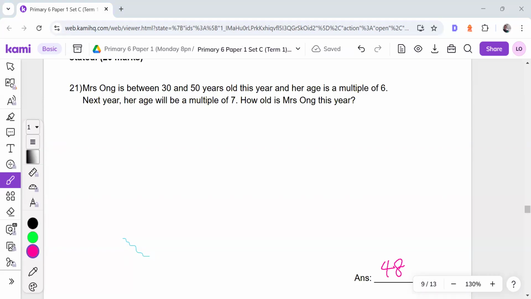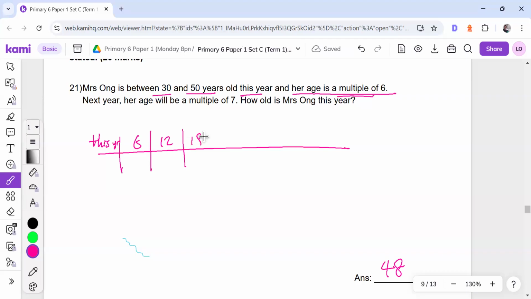When they see multiples, what do they do? They have a table. Mrs. Ong is between 30 and 50 years old this year. I'm going to call this year. And her age is a multiple of 6. So I have 6, 12, and so on, 18, all the way until 30 and 50.